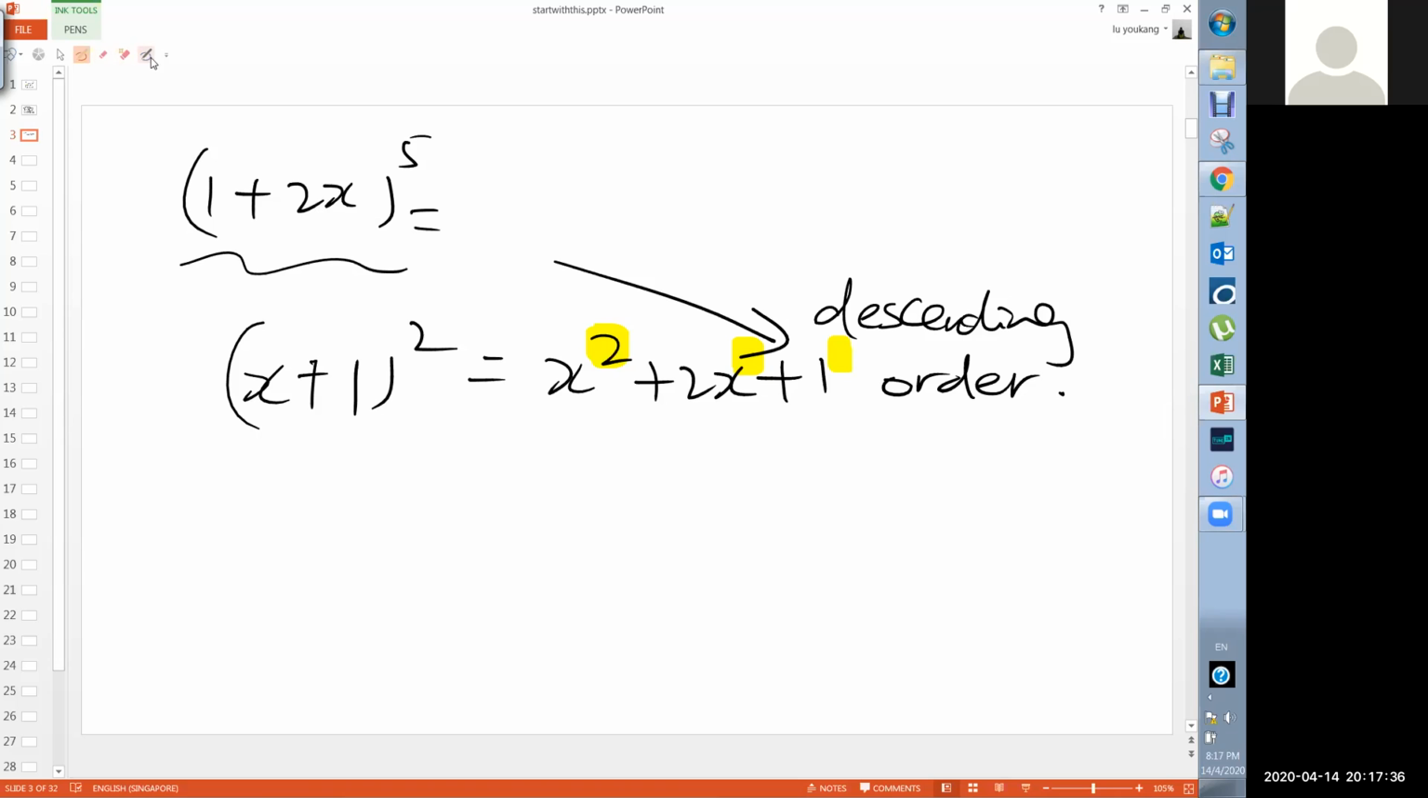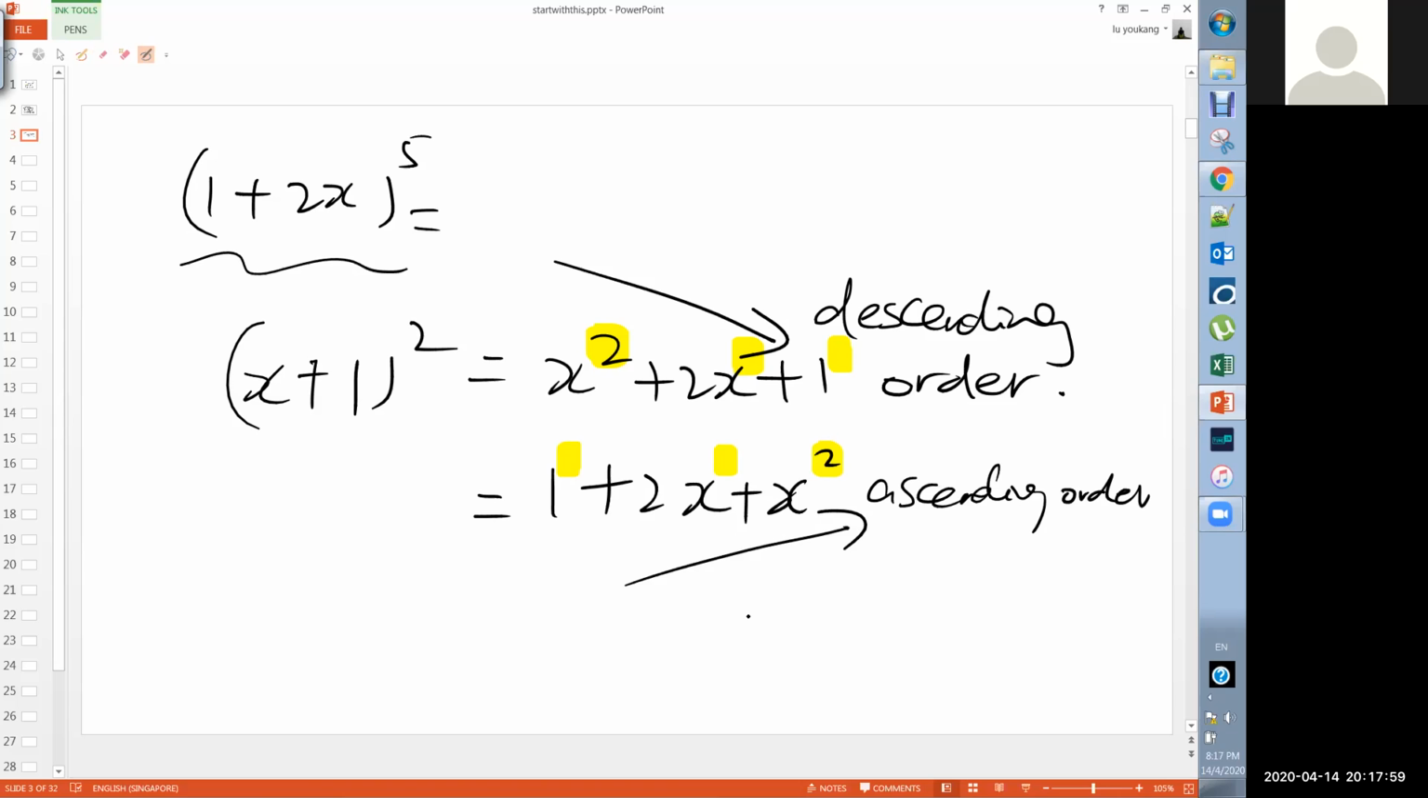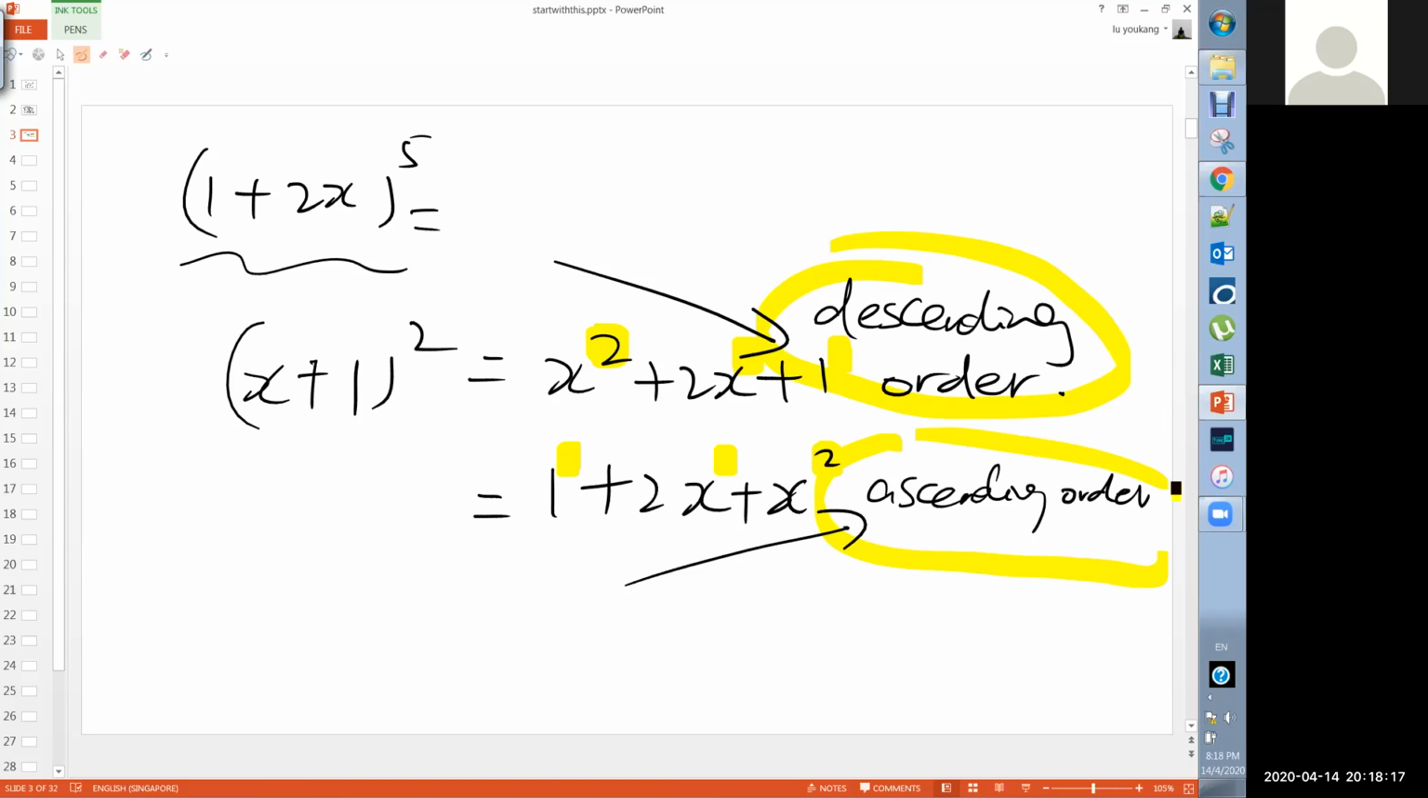So what if I want it to be in ascending order? Then you have 1 plus 2x plus x to the power 2, right? Here there is no x, then x to the power 1, x to the power 2. So here is ascending order. Actually, you just switch places. Exactly. So that means basically you need to get all the terms out and then rearrange, depending on whether the question is asking for descending order or ascending order.